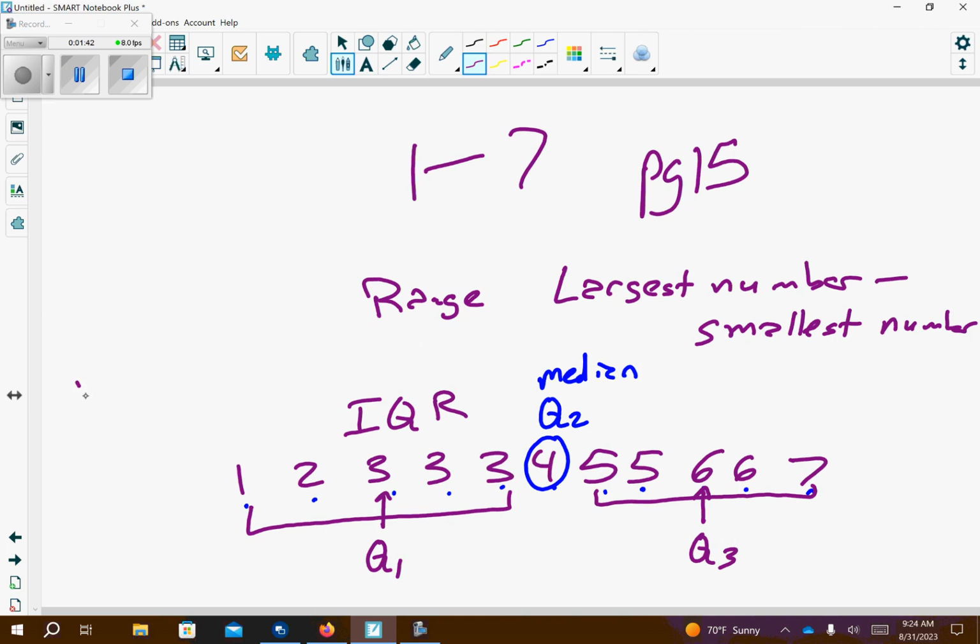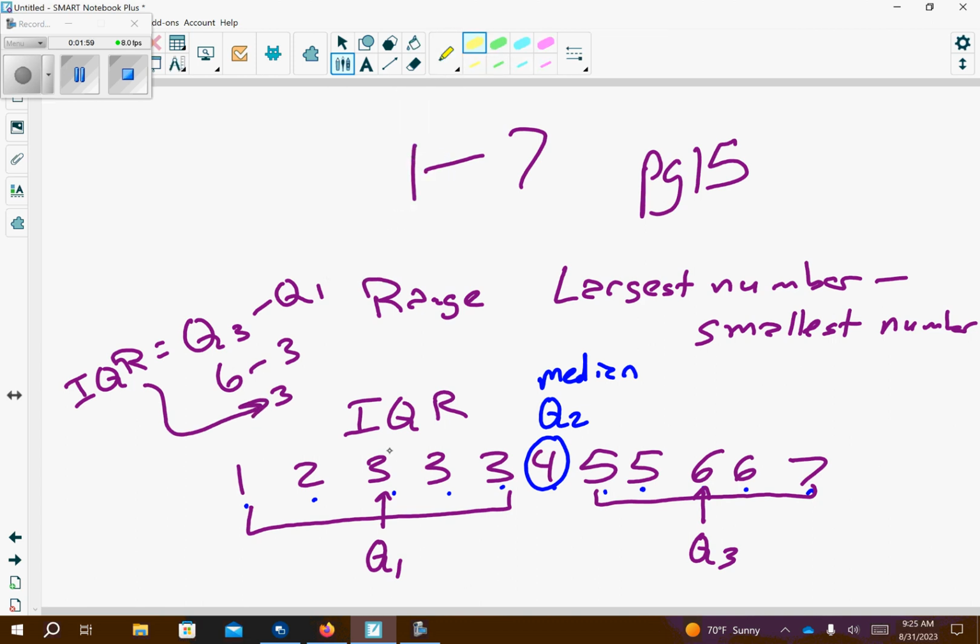So there's something called the IQR. And the IQR is going to be Q3 minus Q1, which in this case is going to be 6 subtract 3. So your IQR becomes 3. The IQR with our data here basically encompasses 50% of our data, where we have 25% of it here, 25% of it here, and there'll be something called box and whiskers that we'll get to later.